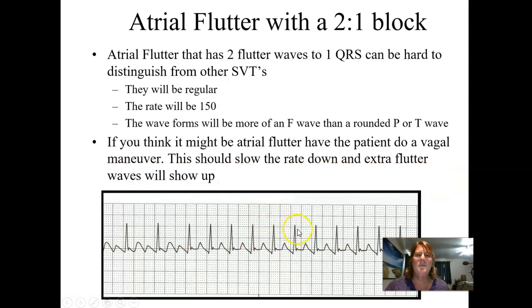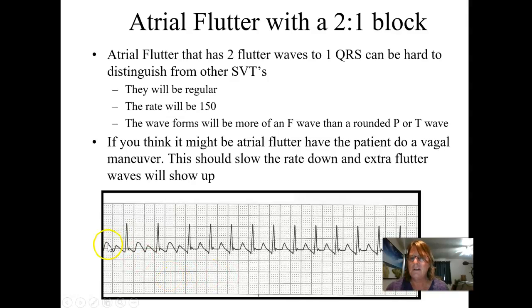Now, atrial flutter with a 2-to-1 block is when you have 2 flutter waves to 1 QRS, and it can be very hard to distinguish these from any other supraventricular tachycardia. It'll be a regular rhythm. R to R to R will be regular. Your rate's usually around 150. The waveforms will have a little bit more of a jagged edge to it, more of an F wave than that nice rounded solid P wave. If you think it might be an atrial flutter, have that patient do that vagal maneuver, and this should slow the rate down, and those extra flutter waves should pop up.